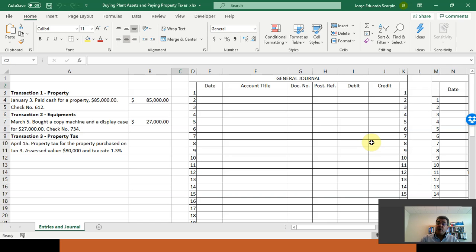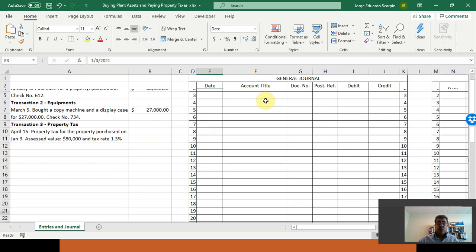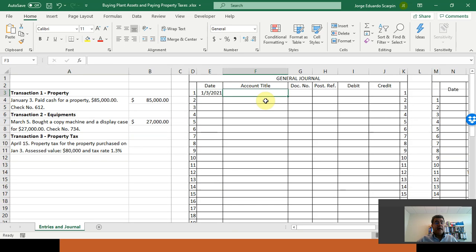So how to record a purchase of assets? Here, January 3rd, we pay cash for a property, $85,000, check number 612. So date, January 3rd. Account title, property; we can call it property or plant assets.